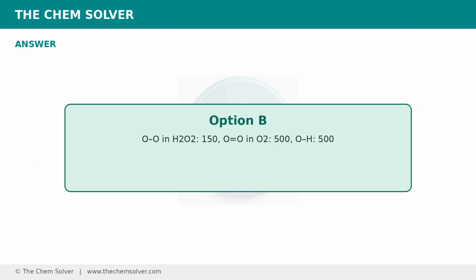The correct answer is option B. O–O in H2O2, 150. O=O in O2, 500. O–H, 500.